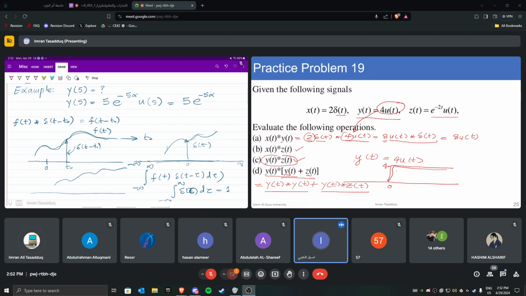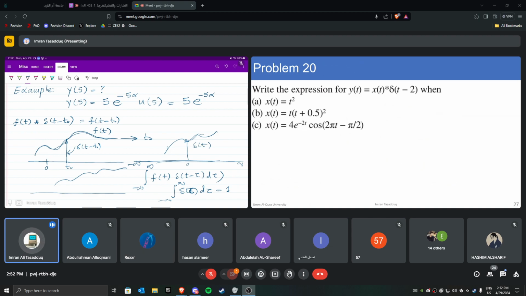All right, so this is for you. Next one. Yeah, this is very easy. Write the expression for y of t equal to x of t convolution with delta t minus 2.